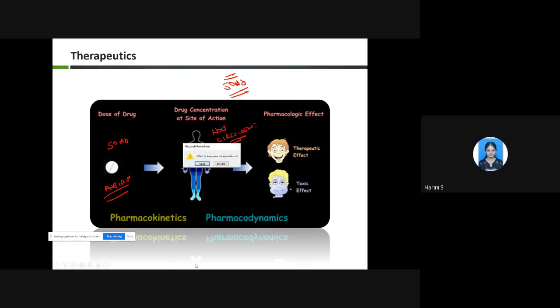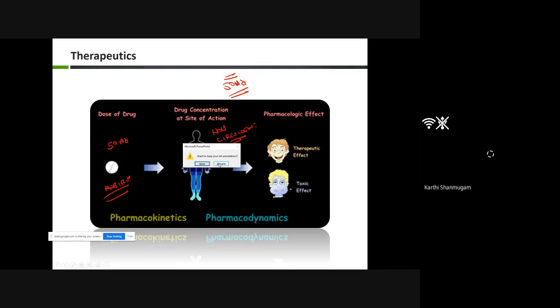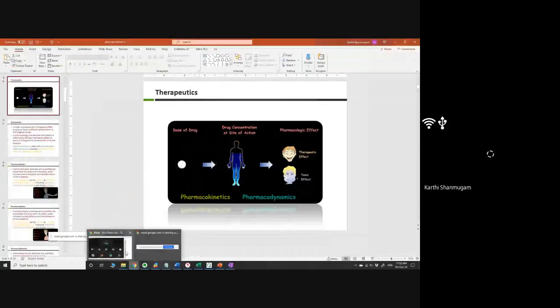Sir, if we take 50 mg of aspirin, how much drug molecule will be in circulation, sir? That is the question. Yeah, the question is right. Can you tell the answer now?